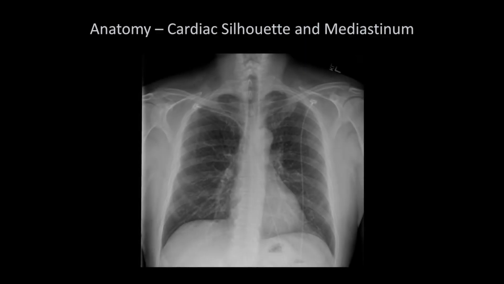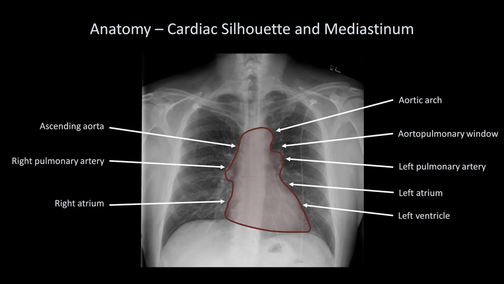Then there is the cardiac silhouette and the mediastinum, which I think logically should be evaluated together. There are a lot of anatomic structures which compose the silhouette here. I'll start by outlining it, and then label what each bump, knob, or side corresponds to.